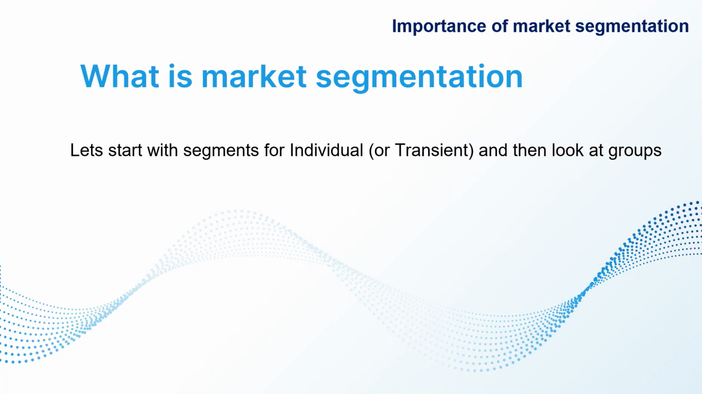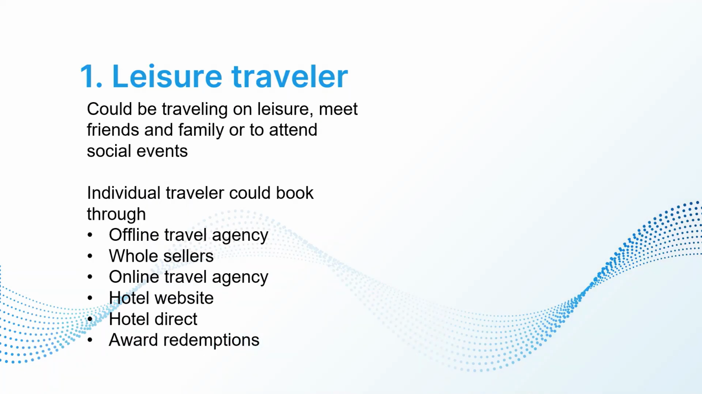So let's start with the segments for individual or transient and then handle groups. The definition of groups is a bunch of travelers traveling together and requiring a minimum of 10 rooms on a given night. Less than that would make for individual travelers. We will discuss the individual leisure traveler here. Why do they travel? They could be traveling on leisure just to relax, see new places, some personal agenda, meet friends and family, or to attend social events.